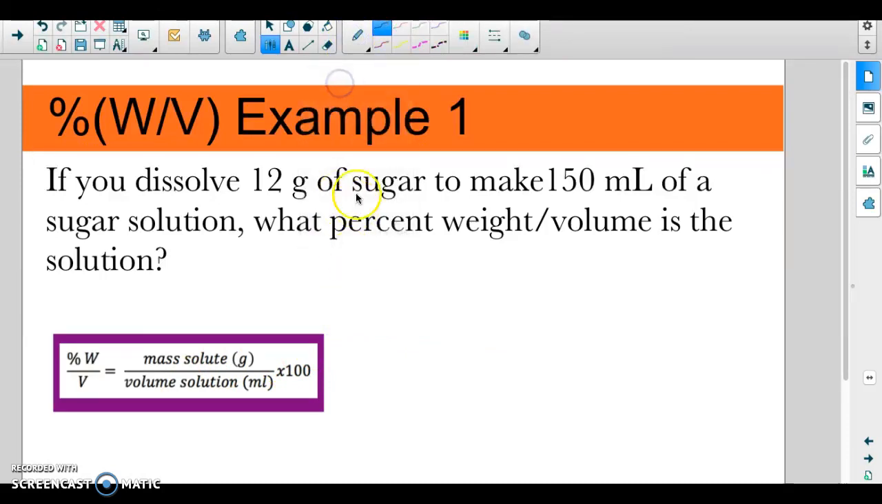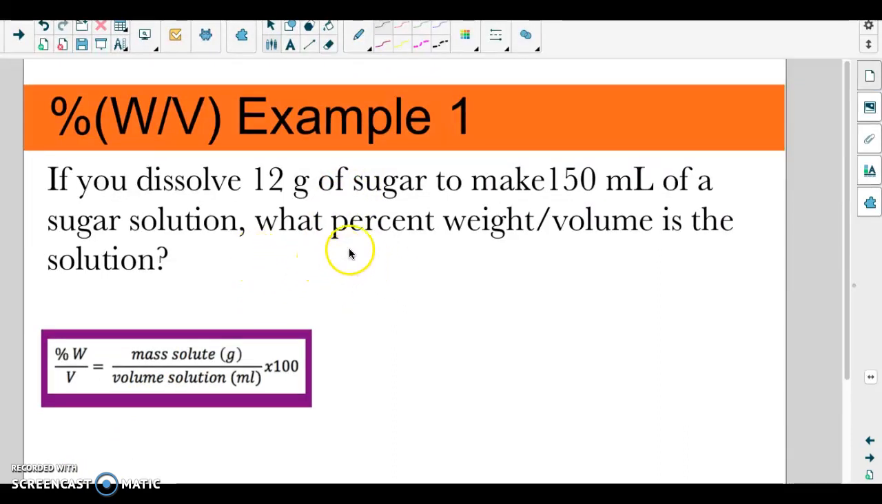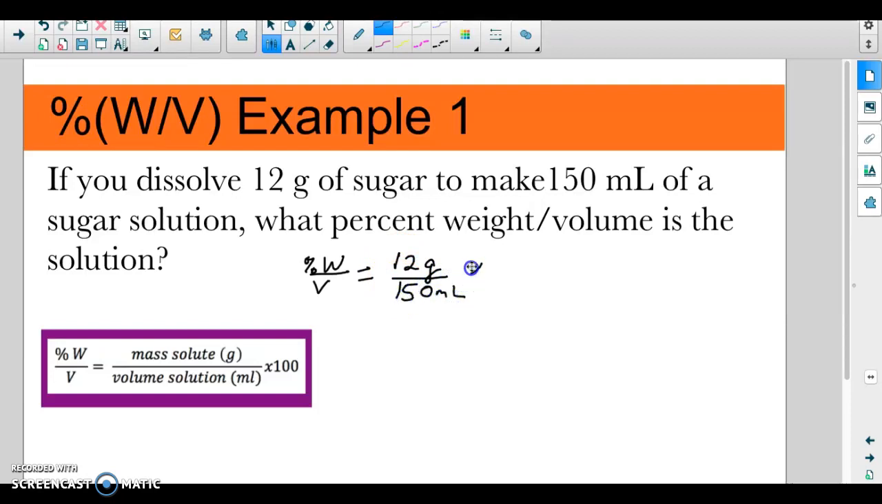When I do this problem, I would suggest that you just start plugging in what you do know. In this problem, we're trying to solve for the percent weight to volume, and then we're going to put our 12 grams of solute on the top, our 150 milliliters on the bottom, and then multiply by 100. The math here is fairly simple. You're going to take 12 divided by 150 times 100, and you're going to get 8. With sig figs, it'll be 8.0. And then you don't want to forget the percent. Some people put the percent weight volume to know what percent they solved for.